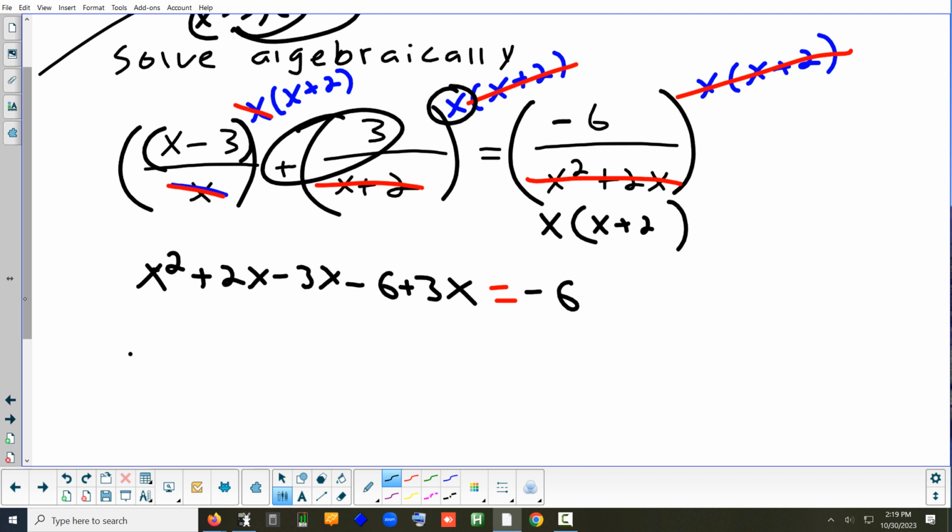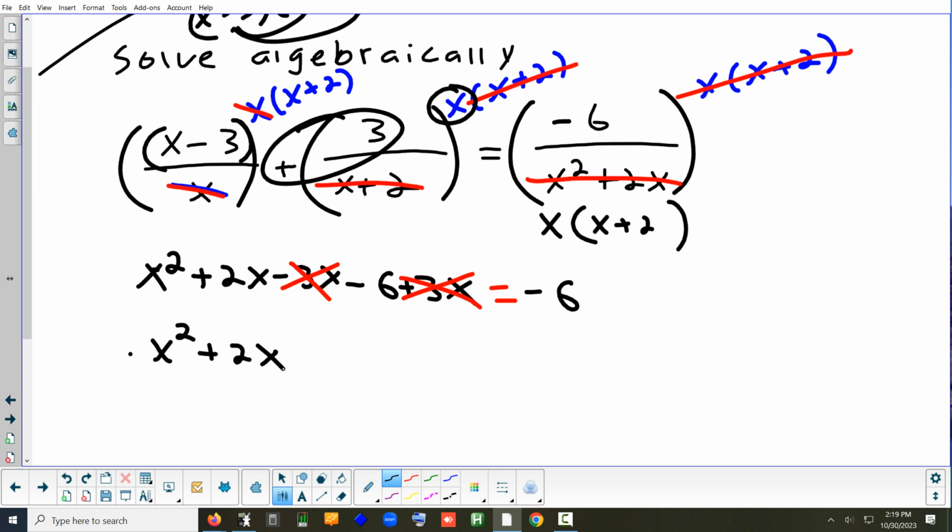Okay, well, what's going to happen on the left? Well, I see one thing that happens right away. What happens when you do the -3x and the +3x? Those cancel. So those we can just cross out. And now we're left with x squared plus 2x. We have a -6, but we want to put that other -6 with it.